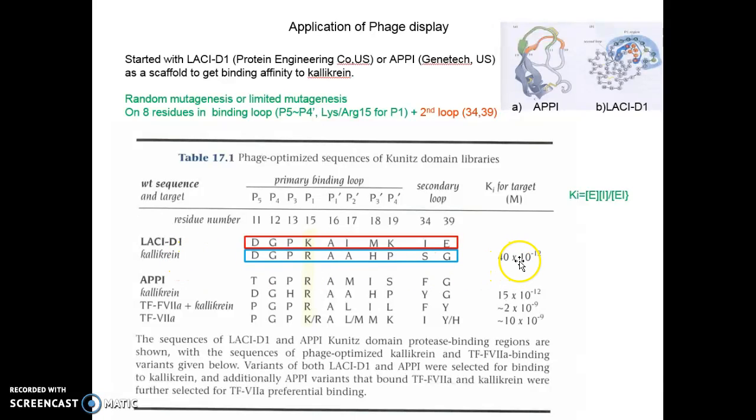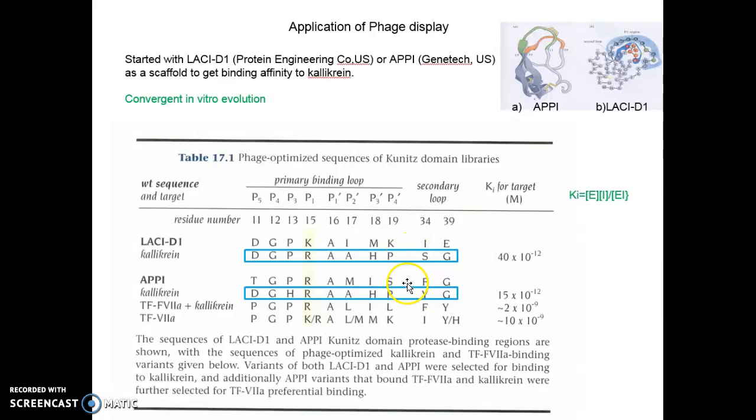The Ki value is 40 picomolar, which could be defined as the dissociation constant between the protein and this inhibitor. When you compare the two results, the fact that these two phage display libraries arrived at very similar sequences, having started from different scaffold and library designs, can be described as convergent in vitro evolution.